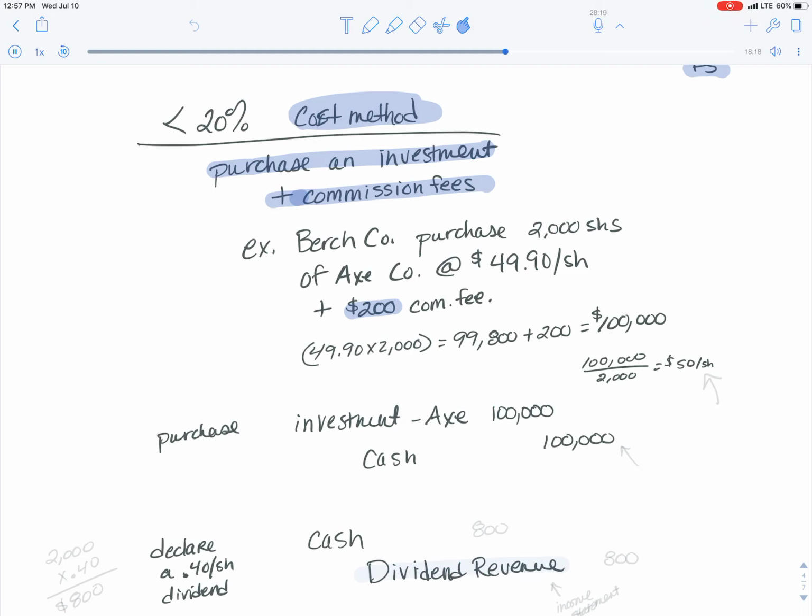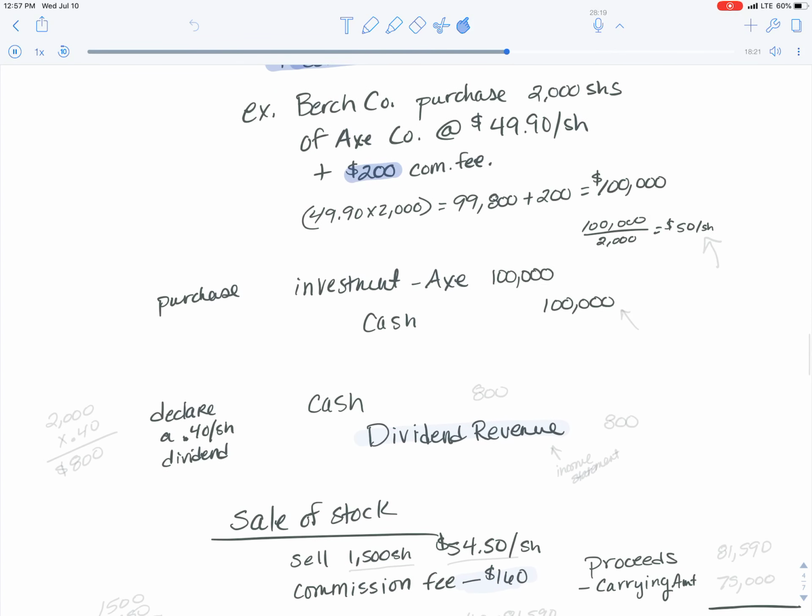Now, because we're using the cost method, let's talk about dividends. Let's say Axe declares a 40-cent per share dividend. First, let's calculate how much dividend we get. Well, we own 2,000 shares. For every share we own, we get 40 cents. So that means we get $800 of a dividend. So that's how much cash we get. $800 is our debit. And we're going to take this straight to income. So dividend revenue is going to hit the income statement. And that's going to affect the net income of our company. That'll increase our net income.